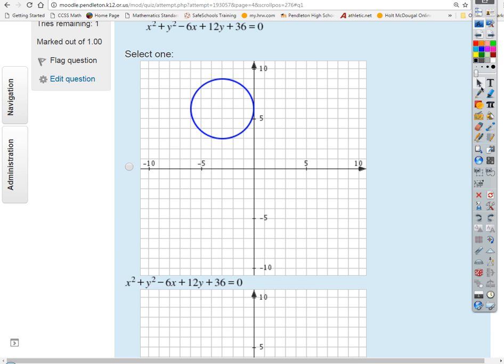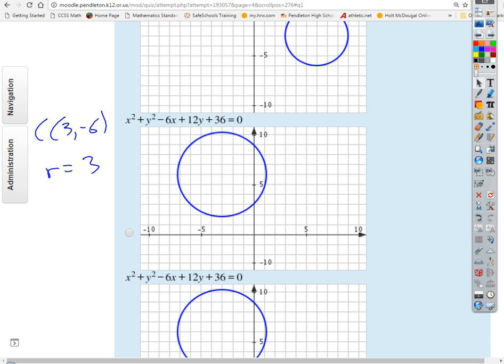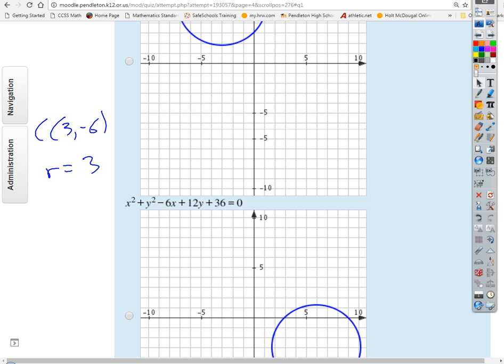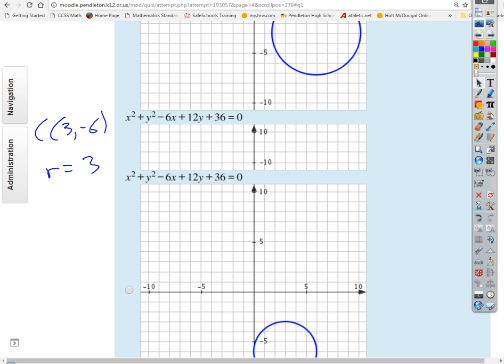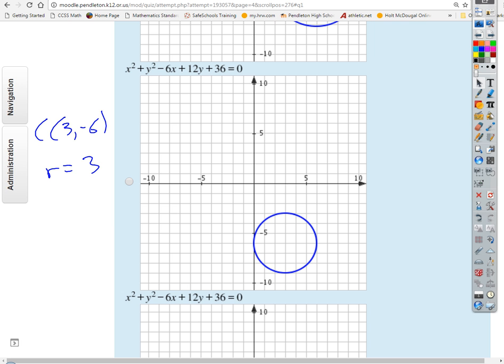Okay, so then let's find this. So we said center was at 3, -6, right? And radius was, what was it again? 3? Okay. So 3, -6. Not that one. Not that one. Not that one either. That one. There we go. Oh, right there. That one. Over 3, down 6. That's it, isn't it? Because there's my center at 3, -6, and the radius is 3. So that's it right there.